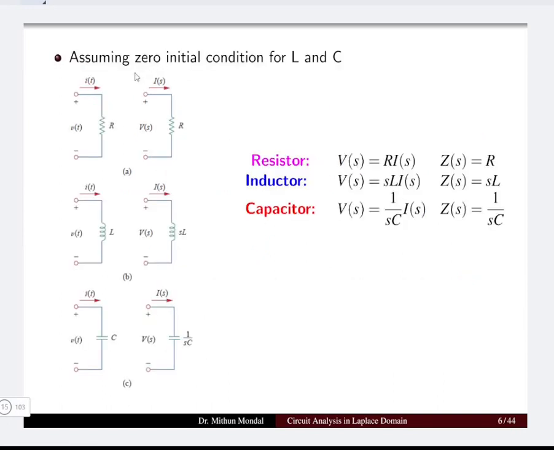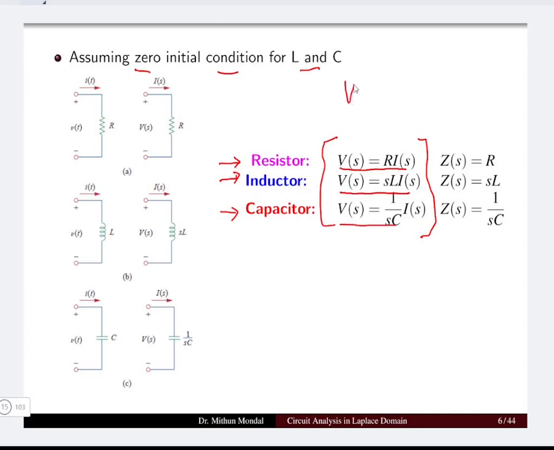Now let us assume zero initial conditions for the inductor and capacitor. How do we represent the time domain and frequency domain relationship with zero initial conditions? Because mostly we deal with problems with zero initial conditions. For the resistor, inductor and capacitor, the voltage-current relationship is, very straightforwardly in accordance with Ohm's law, V(s) = R I(s) for the resistor, V(s) = sL I(s) for the inductor, and V(s) = (1/sC) I(s) for the capacitor.